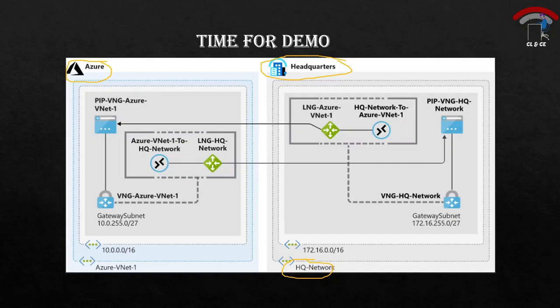In this diagram, notice that the local network gateway names in each location reflect the target network rather than the source network. This is a good practice. It clarifies that the local network gateway refers to the other network that you are connecting to.